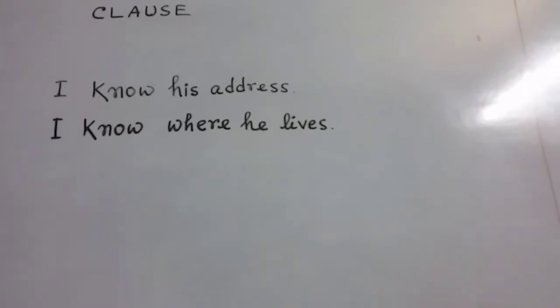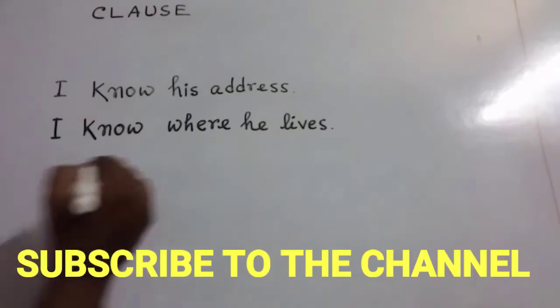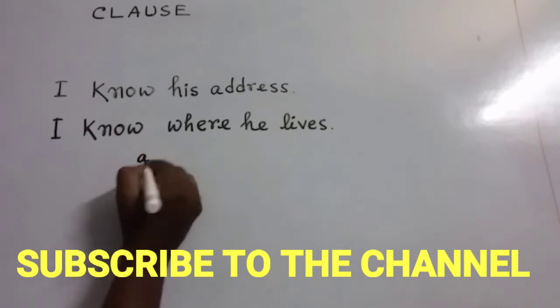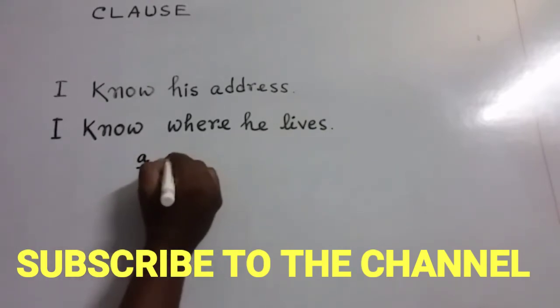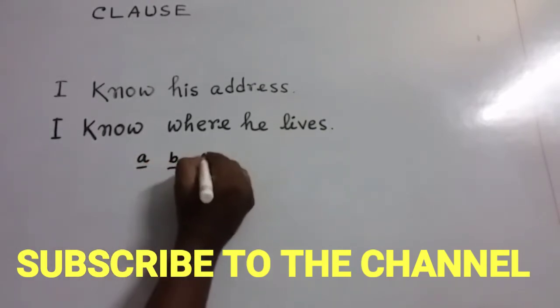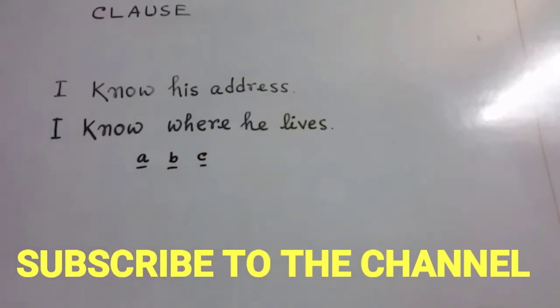Friends, today on this podcast, we are going to discuss clauses. My dear friends, the clause is one of the most important sections of English grammar and we should know it very clearly. These are the smallest units of the English language. A, B, C. These are the smallest units.